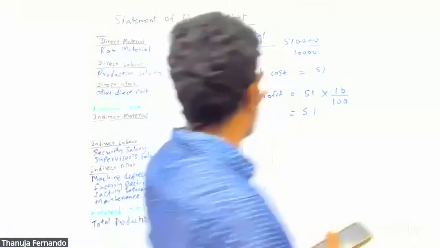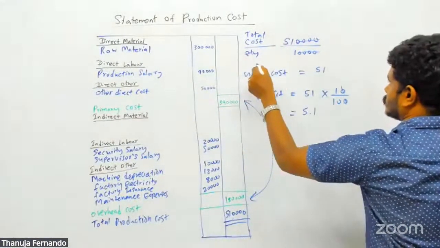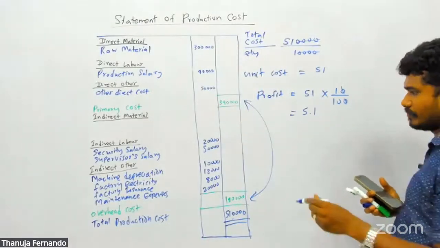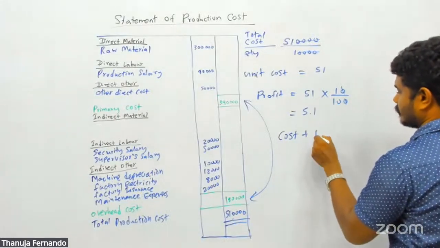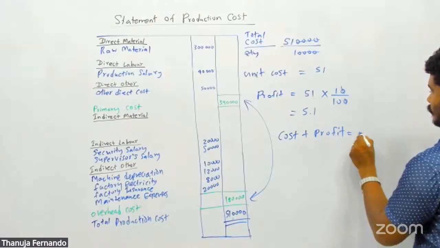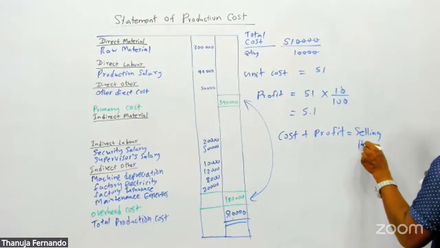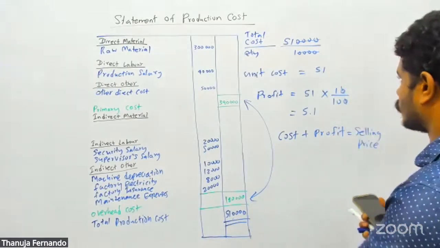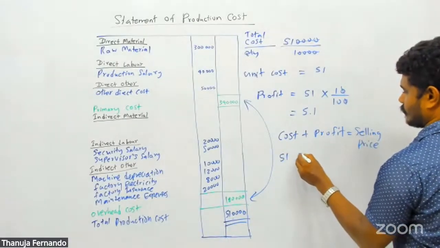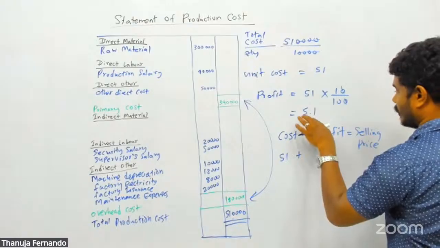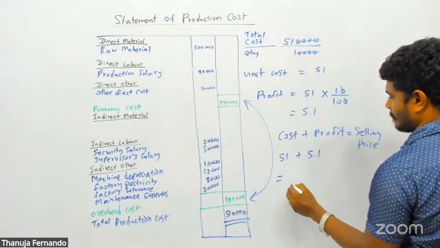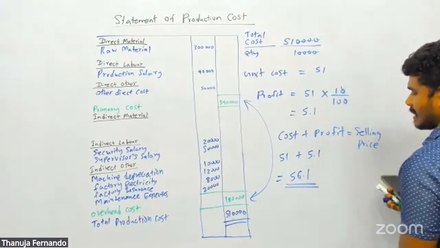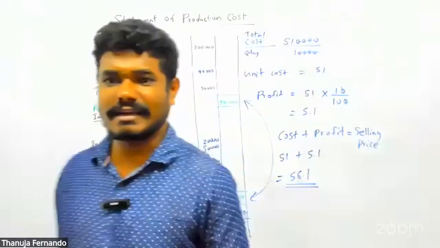Selling price. Now we know the cost per unit, and we know the profit per unit. Selling price means cost plus profit. Cost is 51 per unit, profit is 5.1. Then altogether 56.1 is the selling price. This is the mathematical part, right?